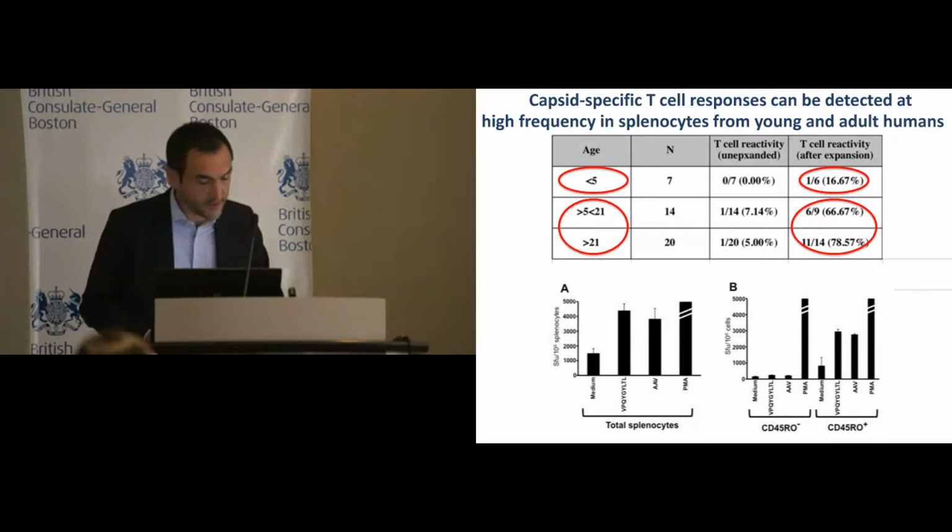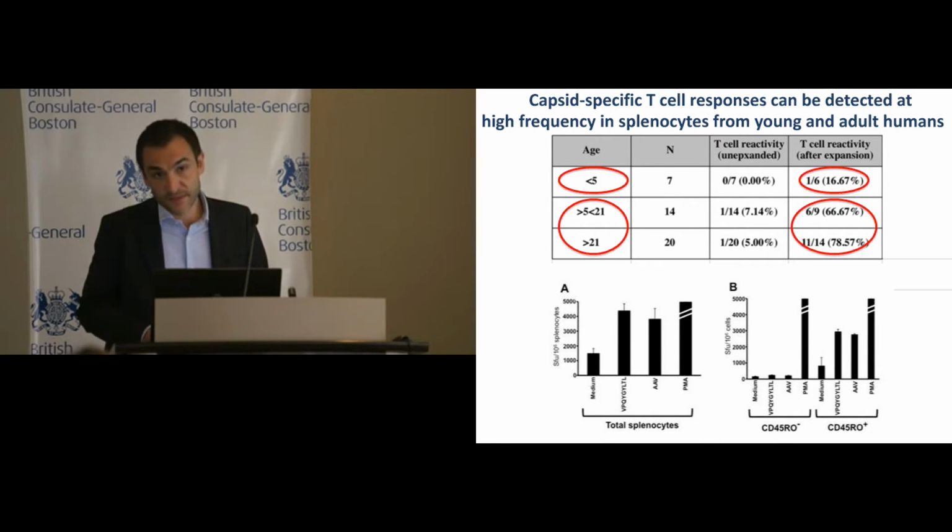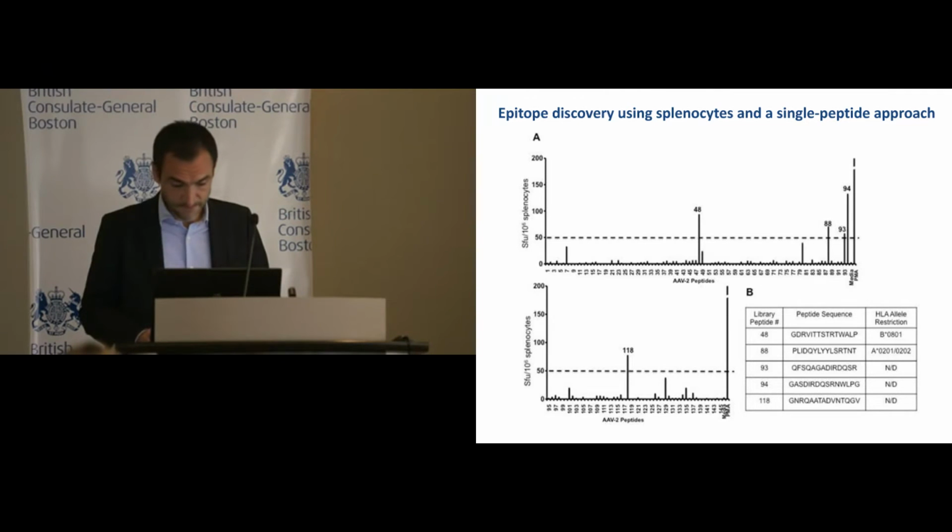In particular, this is a study that is still unpublished. We look at splenocytes collected from humans, and we show that in children below the age of 5, the reactivity against the capsid is fairly low, but then in older individuals, the reactivity goes very high, up to 80% of the population testing positive for T cells directed to the capsid. But this is not surprising because humans are natural hosts for AAV.